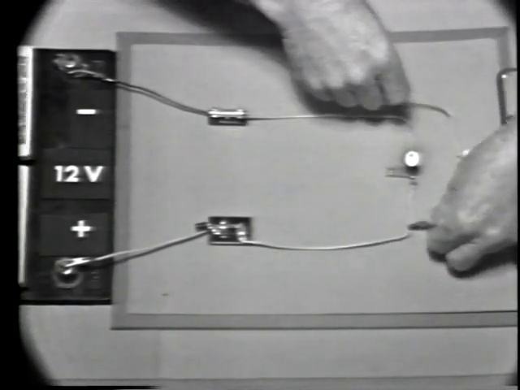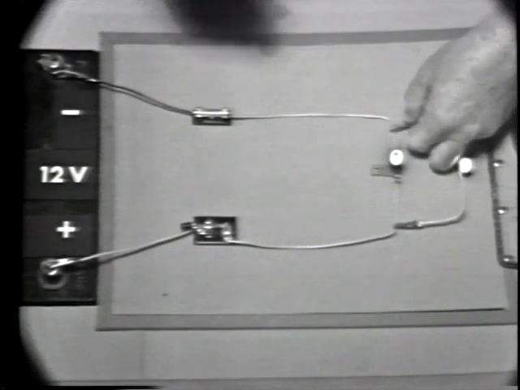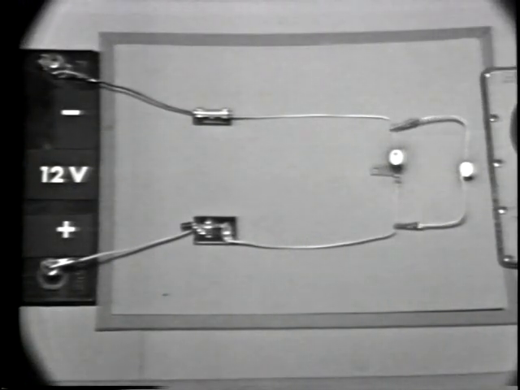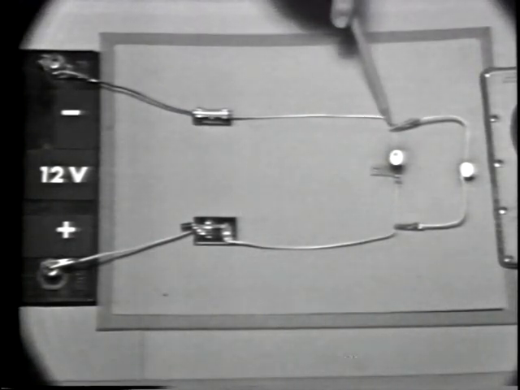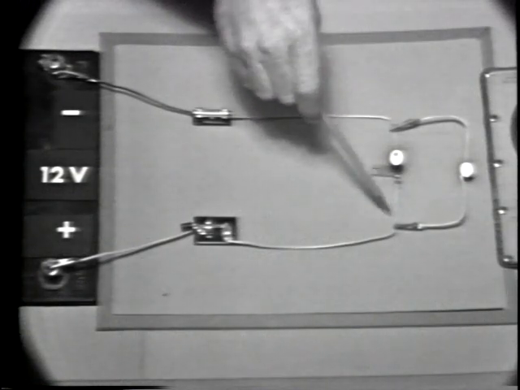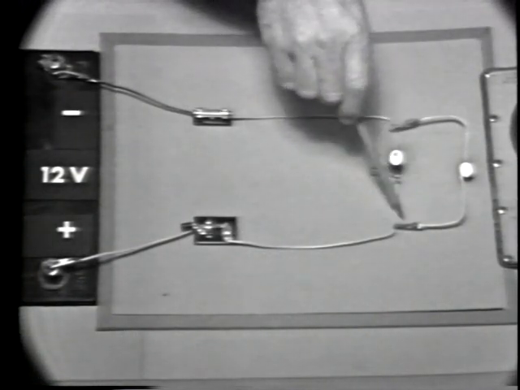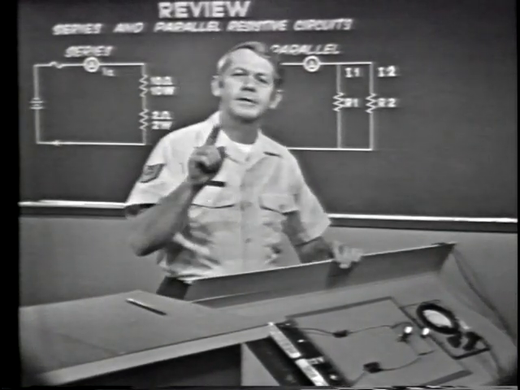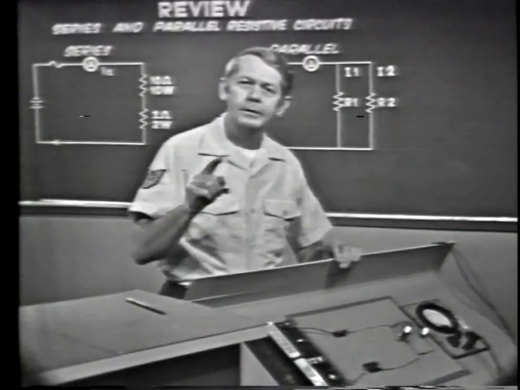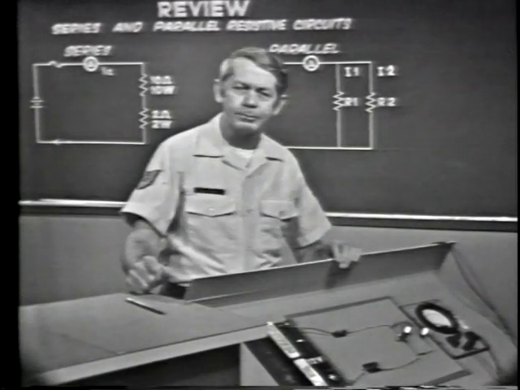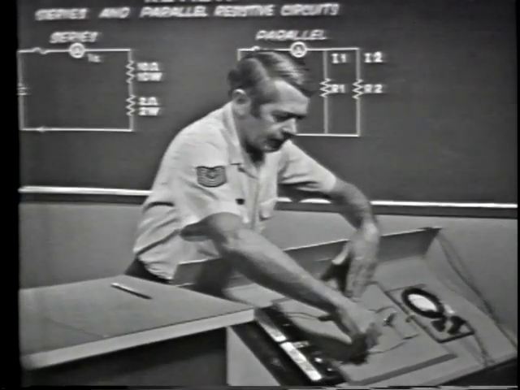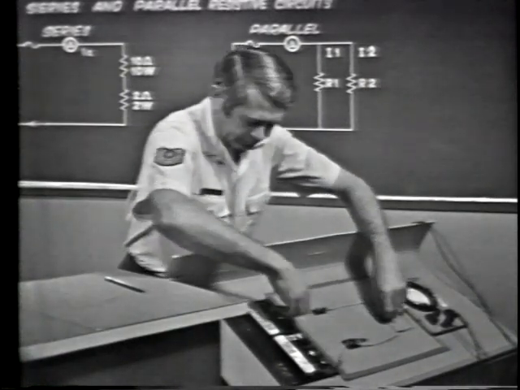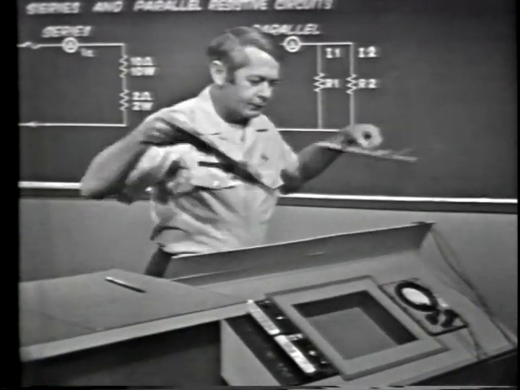If another bulb is added out here, we create an additional current path and change from a series circuit to a parallel circuit. Current now divides at this point, some going through this bulb and some through this bulb. Remember then, a series circuit has only one path for current. A parallel circuit has more than one path. With this in mind, let's change out circuits and look at the other characteristics.